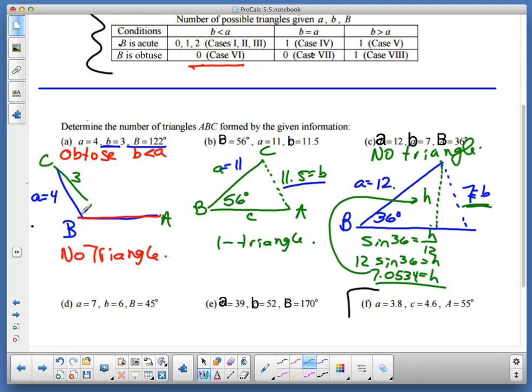Because that's 7. If it were longer than 7.05, I might have two triangles. If it was exactly 7.0534, I'd have one triangle. But in this case, because it's less than it, it's not going to reach the bottom. It's like a little kid trying to reach cookie jars. Ain't going to happen.